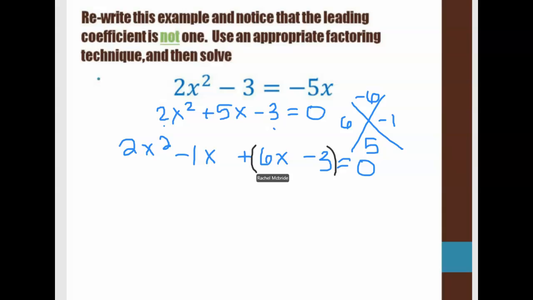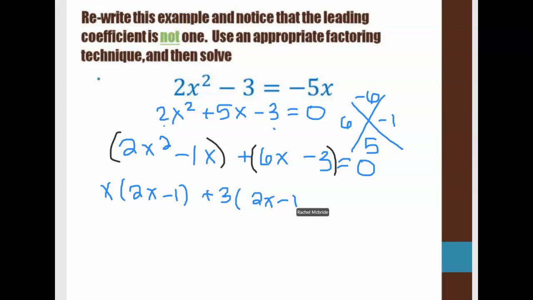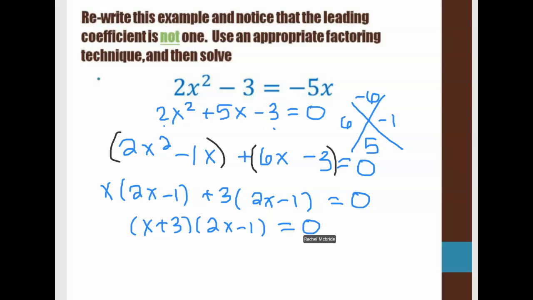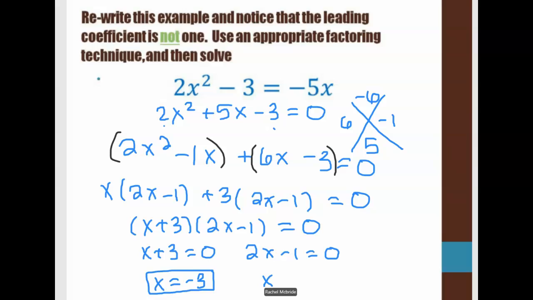We're going to do factor by grouping, taking out our GCFs. I take out an x, leaving 2x minus 1. I take out a 3, leaving 2x minus 1, equal to 0. So we have x plus 3 times 2x minus 1 equals 0, and then x plus 3 equals 0 or 2x minus 1 equals 0. Therefore, x equals negative 3 is one root, and x equals positive 1/2 is my other root. So again, quadratics will have two roots unless the vertex is on the x-axis, or the problem is non-factorable and shifted up or shifted down and reflected.